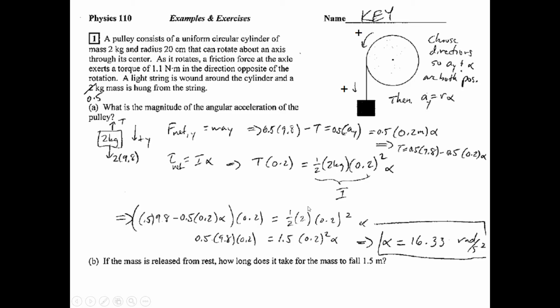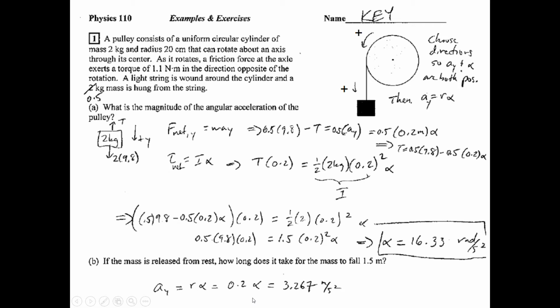And now B asks, if the mass is released from rest, how long does it take for the mass to fall 1.5 meters? So if we release it from rest, how much time do we have to wait before it goes down a distance of 1.5 meters? That sounds like a kinematics calculation, and this thing is just accelerating linearly. So if I could figure out what its acceleration is, well, I know what alpha is, and here's the relationship between the y acceleration of this and alpha of the disk. Ay equals r alpha. So the first thing we're going to do is calculate Ay from that relationship.